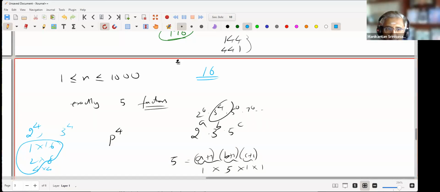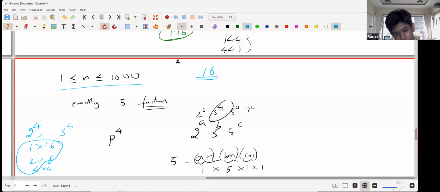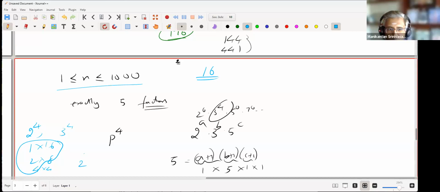How many? Just answer my question. How many? Sure, I got 3. Only 3. Okay. I got 4. So 2 power 4, 3 power 4, 5 power 4 is 625. 7 power 4 will exceed 1000. So only 3.